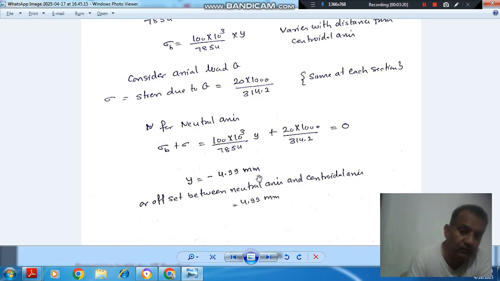4.99 mm. So that is the offset between the neutral axis and the central axis, because here we have taken the distance Y from the central axis, and this represents the neutral axis. So Y is the distance of the neutral axis from the central axis. So the answer is 4.99.